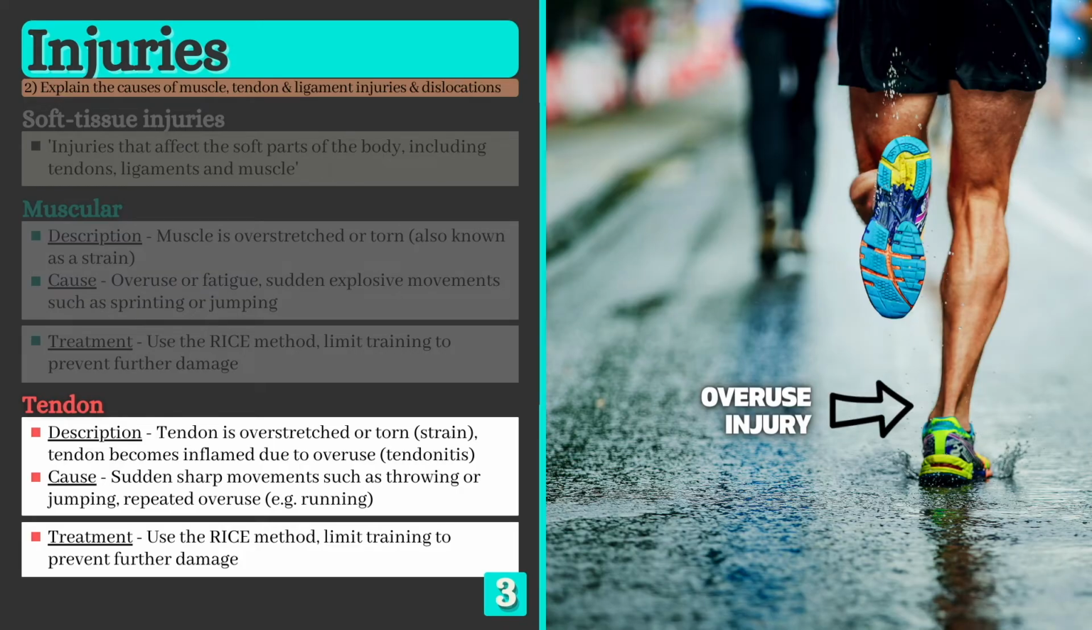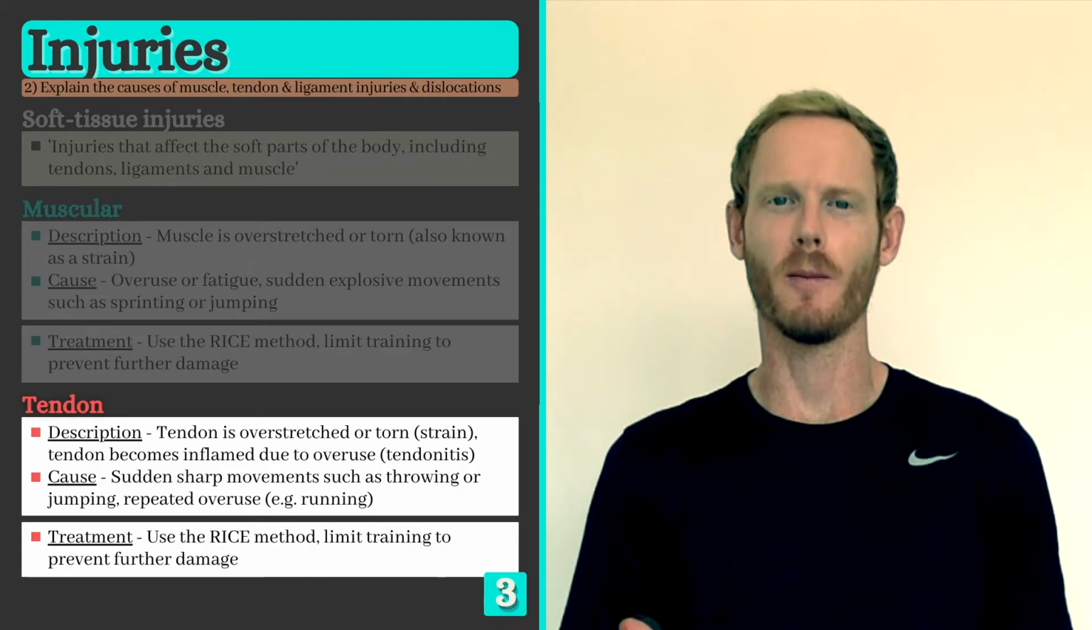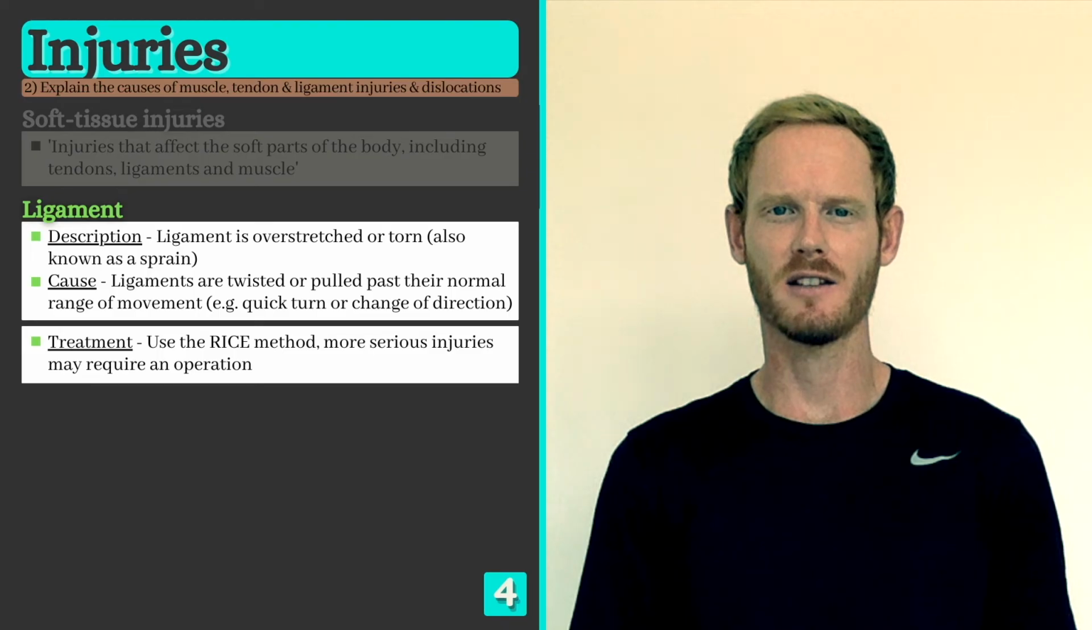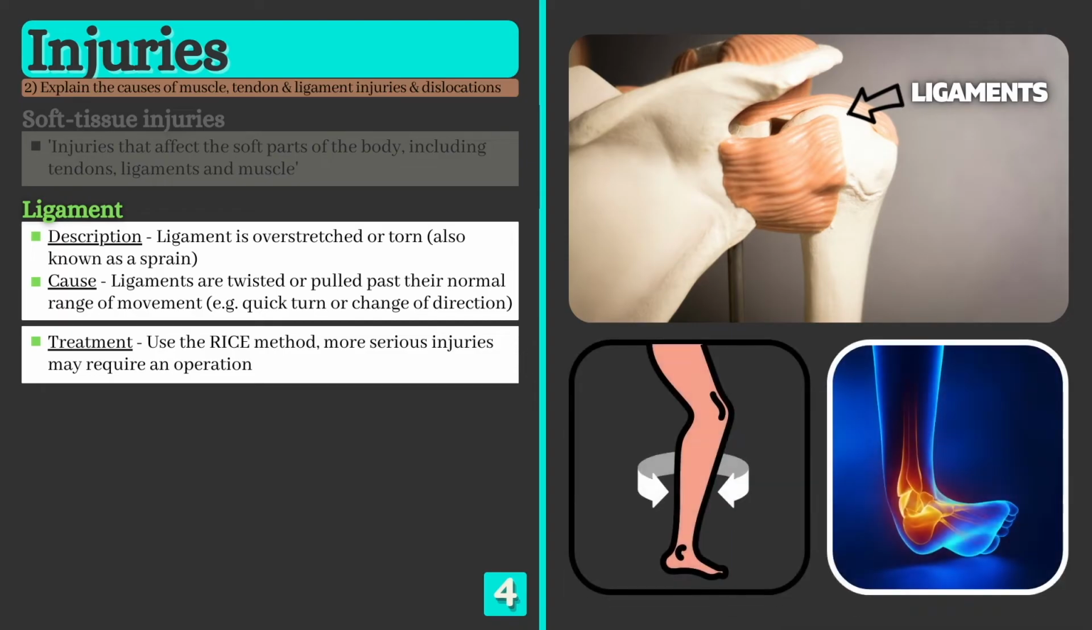Tendonitis, on the other hand, is a chronic or overuse injury caused by repeatedly stretching the tendon over long periods of time. Tennis elbow and Achilles tendonitis in runners are common examples. Ligament injuries, commonly known as sprains, are caused when a ligament, which is the tough fibrous tissue that holds bones together at joints, is twisted or pulled past its normal range of movement.